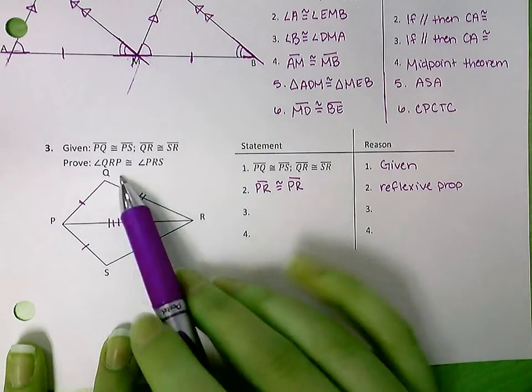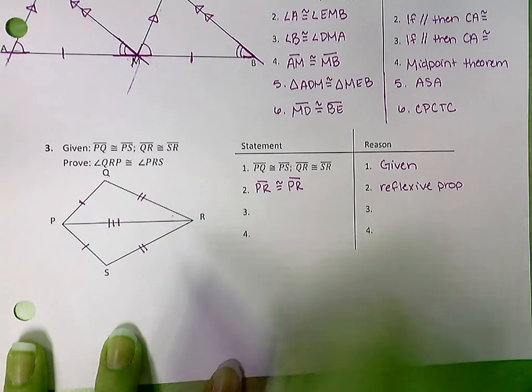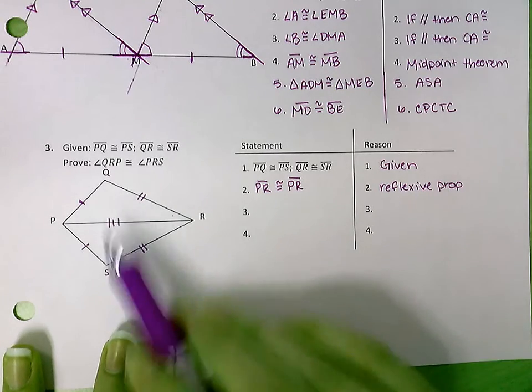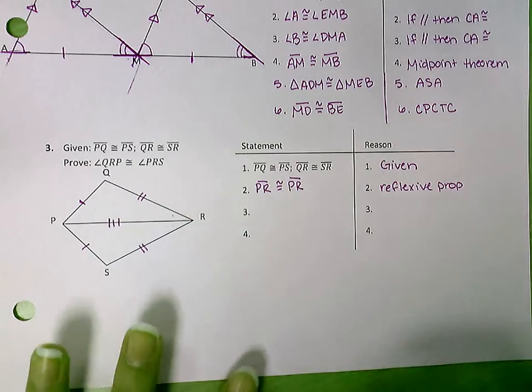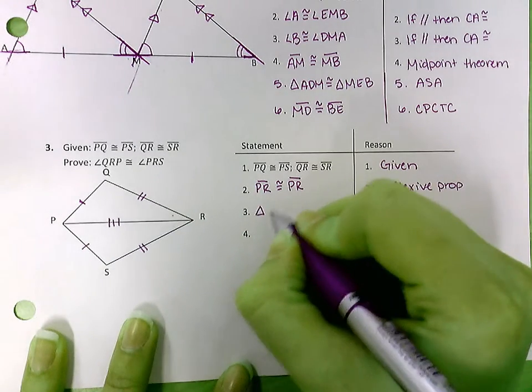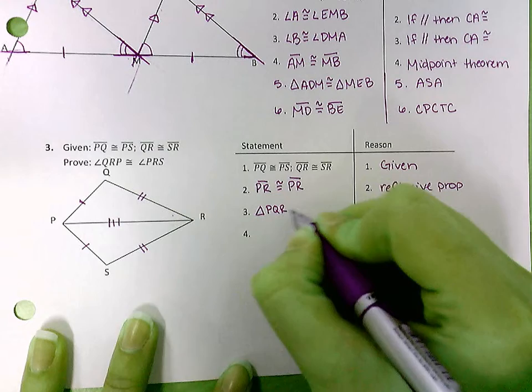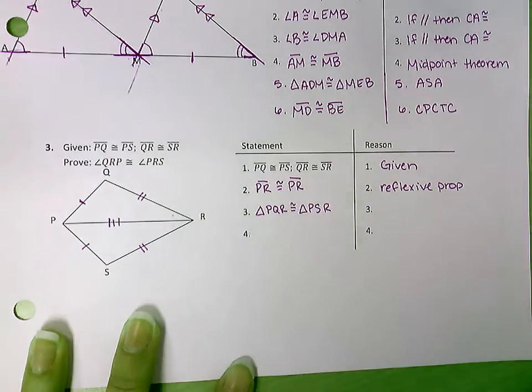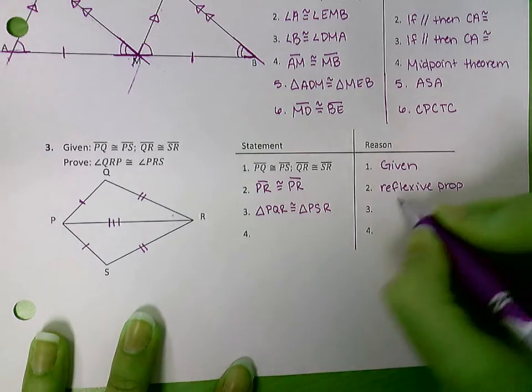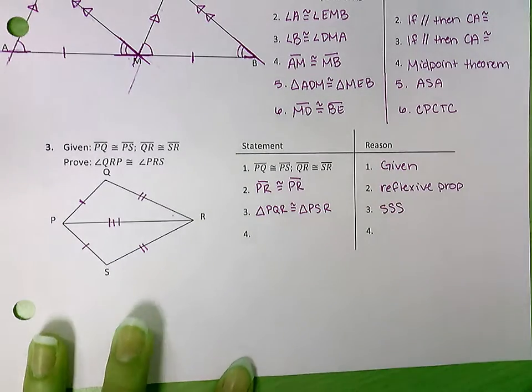Okay, so now since I'm trying to prove that these two angles are congruent, I can prove first that these two triangles are, and then their corresponding angles would be. So triangle PQR would be congruent to triangle PSR. And that would be by side, side, side.